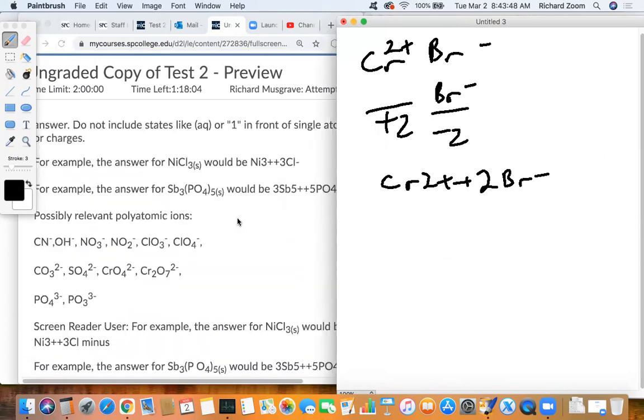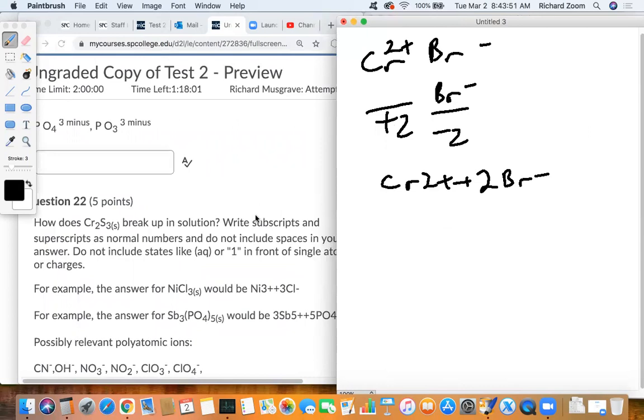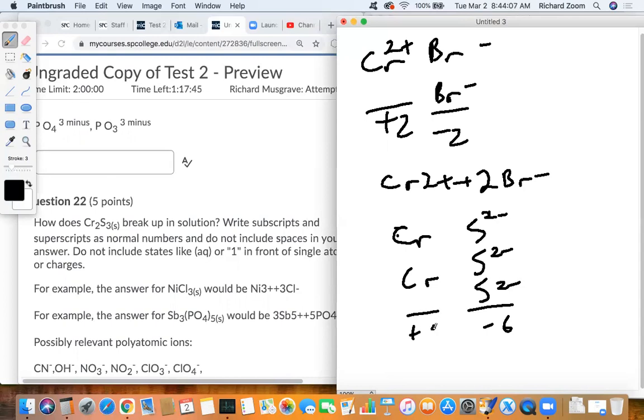Here's another one here I missed out on. Cr2S3. S is negative 2 because it's in group 6. Positive 6 on the Crs to match the negative 6 on the S's. So 2 Cr3+ and 3 S2-.